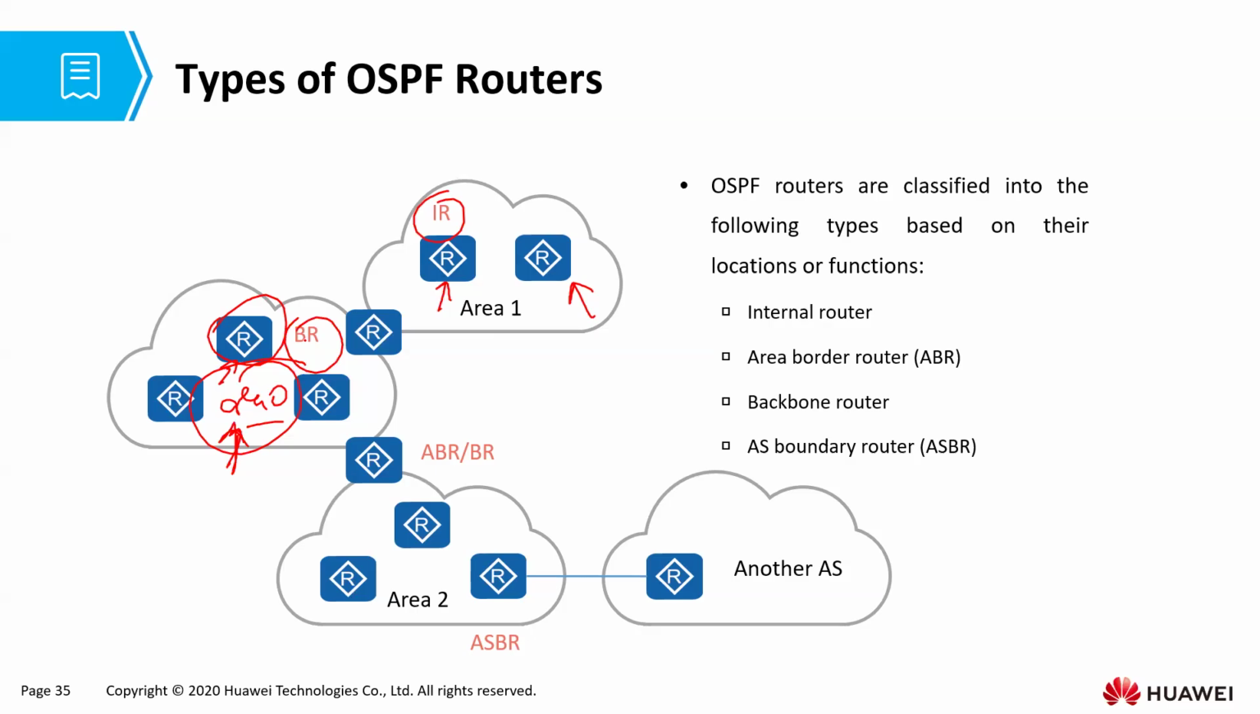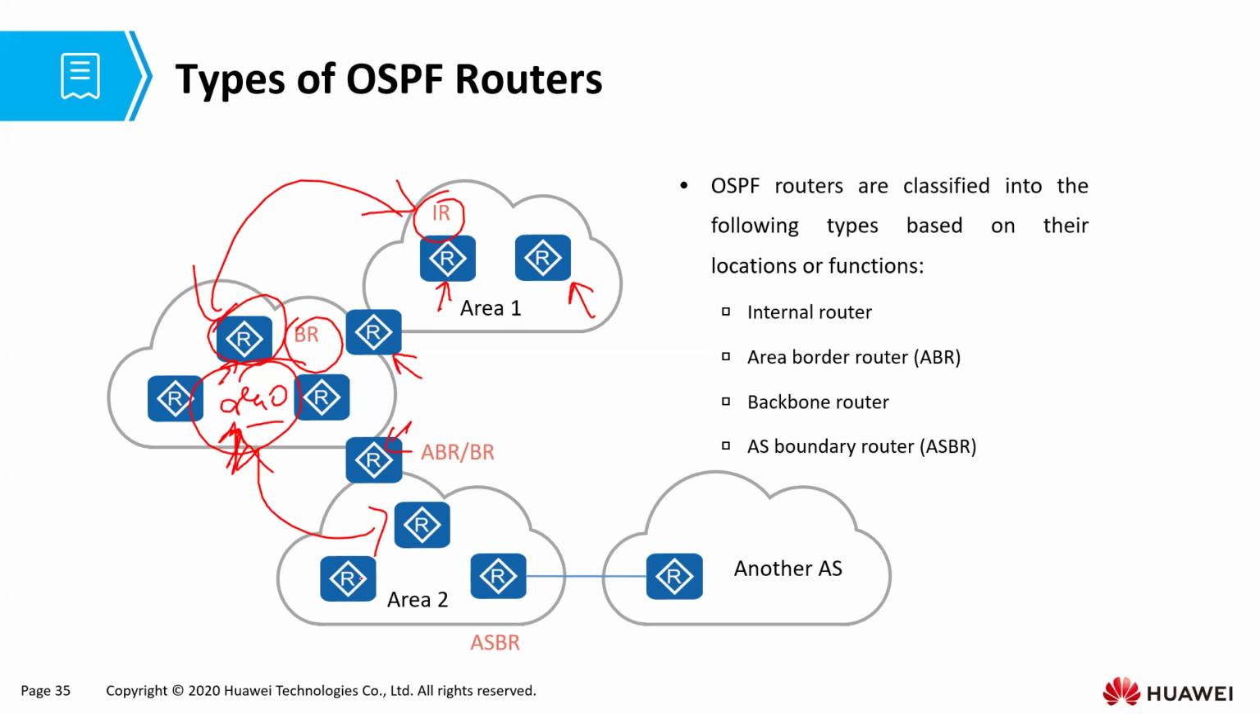Then we have an ABR. ABR is the router that links areas. So this one is an ABR. This one is also an ABR because it's linking these two areas. It's linking these two areas. That's what we call an area border router.